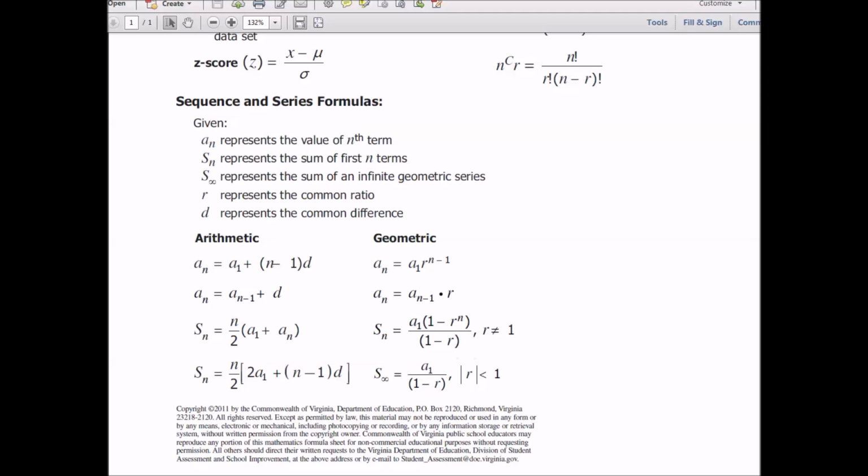This little note on the side that says when r does not equal 1 just means that you can't use this formula if r is equal to 1, which, if r is equal to 1, then you just have a sequence of the same number a whole bunch of times. Because if you're just multiplying by 1, it's just going to be all the same number in the sequence.